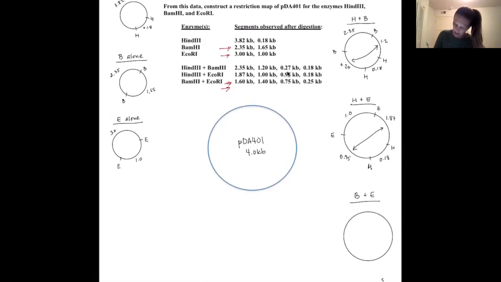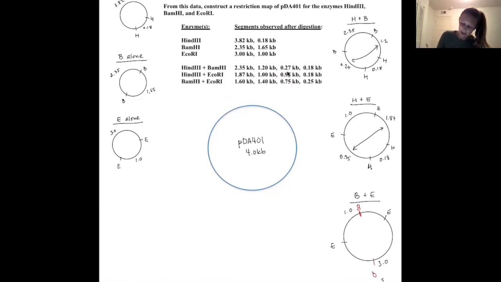So I'm going to put in my eco alone, and I'm going to put my 1 and my 3. All right. Now, we know that since none of the pieces are shared between them, what that means is that BAM has got to go between that and between that. Hopefully that makes sense, right?